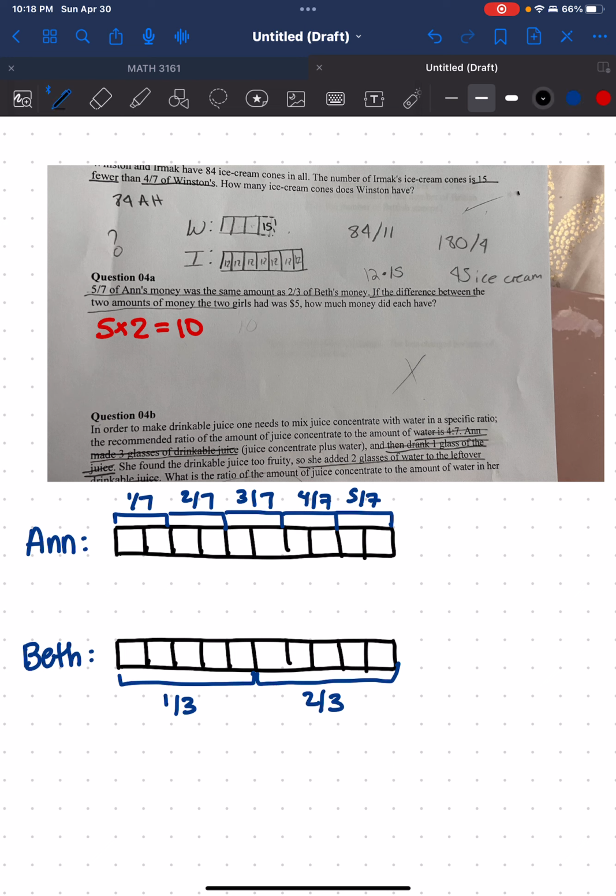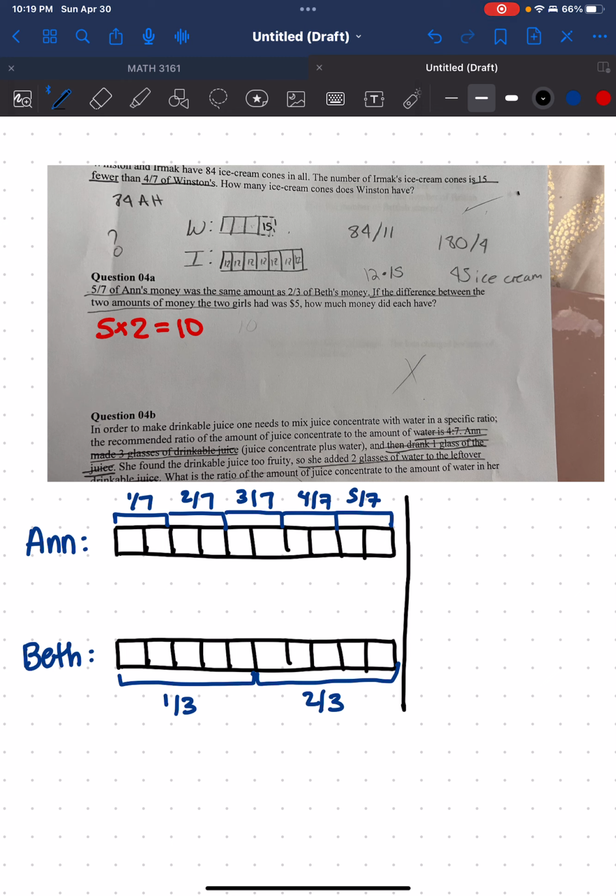After that, I'm going to go ahead and draw this line right here. So this is the amount of money that they gave us from the problem. You can see that they're both equal. It says in the problem that they're the same amount. This is 5/7, and this is 2/3, but they each have 10 boxes. So now I want to work with the full amount of money since that's what we're trying to find. How much money did each of them have?